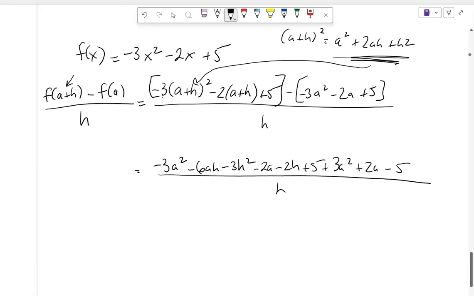What else doesn't have an h? The 5 doesn't. Do those cancel? Yep. And what else? The 2a's. Do those cancel? Yes. That needs to happen every time. So here, the 3a squareds go away. The 2a's go away. The 5's go away. Everything left, that's this term, and that's this term, has an h in it. So we can now factor out an h. What are you left with when you factor out an h?